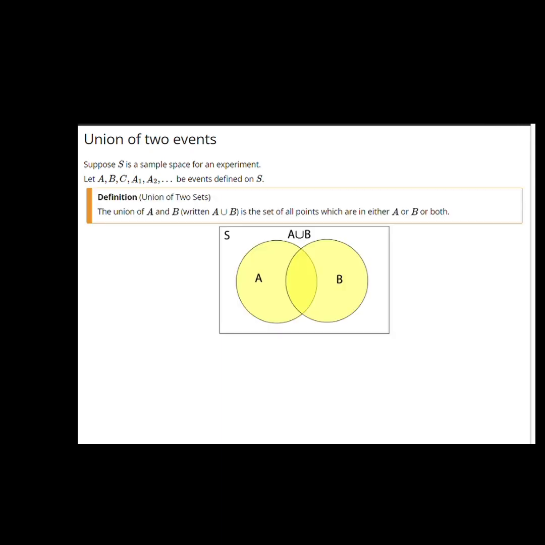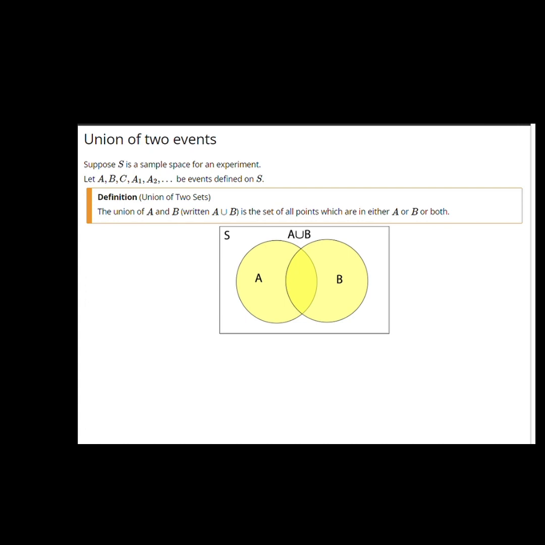Suppose S is a sample space for a random experiment. We'll denote events defined in that sample space, subsets of it, with letters like capital A, B, C, A1, A2, and so on. And let's consider some operations that one can take with these events. For example, the union. The union of events A and B is written A union B, and this is the set of all points which are in either A or B.